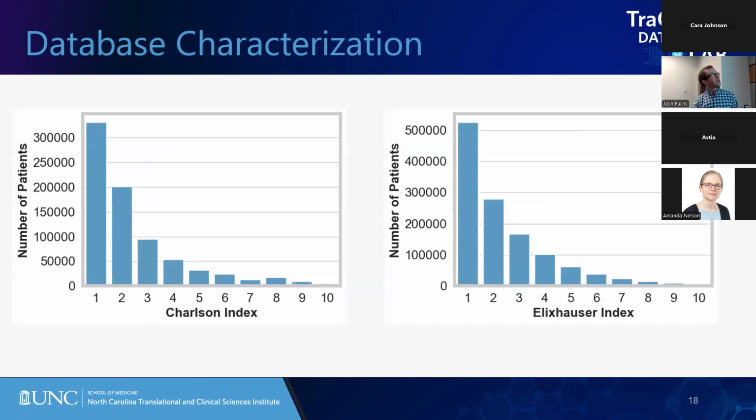Final little bit of characterization here. We've calculated both the Charlson and the Elixhauser comorbidity indices for the whole Ordr database. These are mostly meant to be illustrative of what these distributions look like. We'll talk in a few more slides about why we're including these.